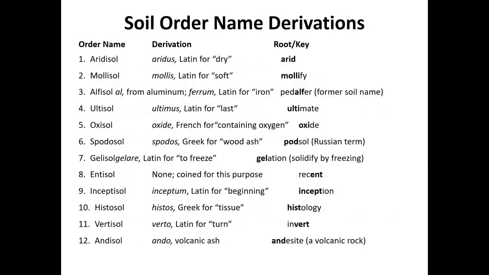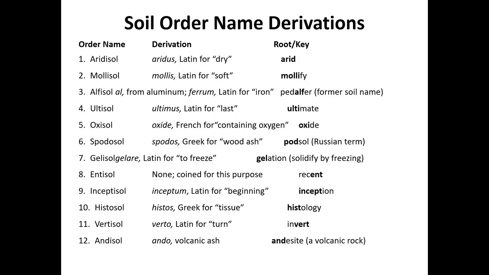And this is kind of interesting because it kind of shows you where the name came from. Aridisol, Latin for dry, so arid means a desert. Mollisol, mollis is Latin for soft. This is soil that you'll see often in grasslands, usually rich. And you can see here, we won't go over all of them now, but you can see this kind of helps you remember what the soil is related to if you can remember what the origin of it is.